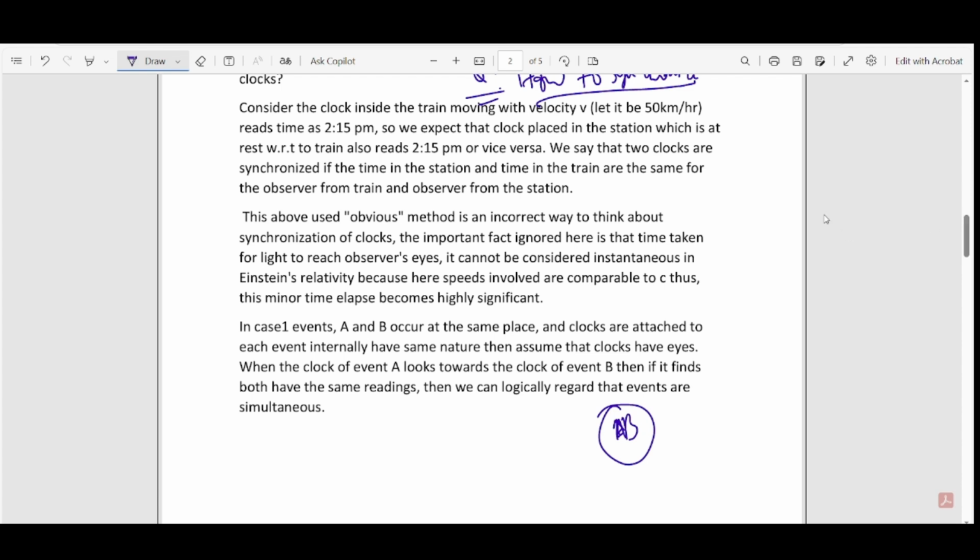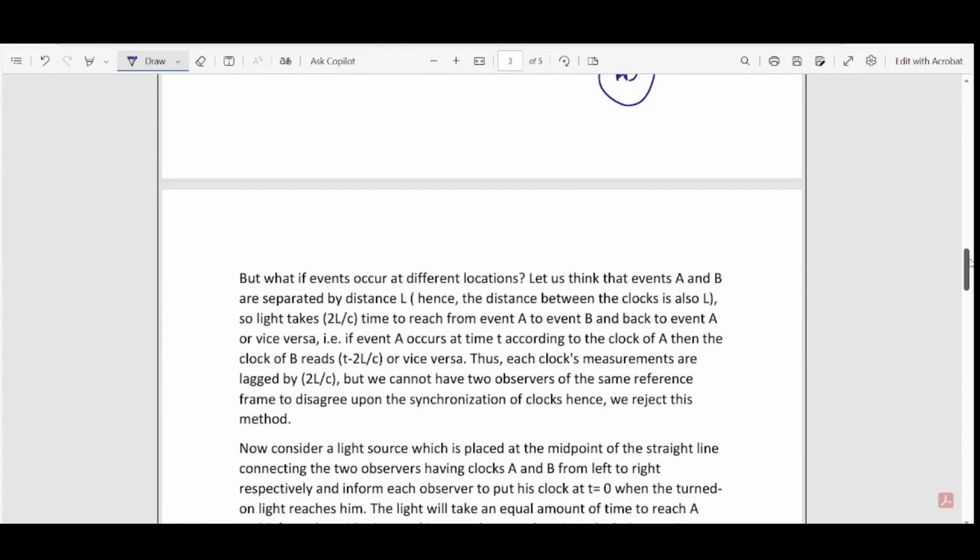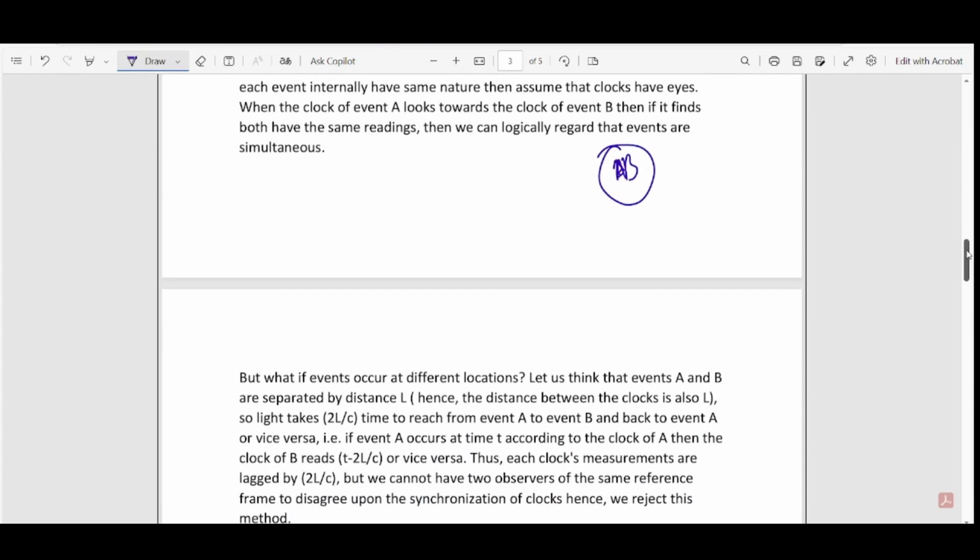Now we go to one more case. Case two, where two events are separated by some distance. This is event A and this is event B, and they are separated by some distance L. So the distance between the clocks is also L. How much time will light take? Light will take 2L by C to go from event A to B and come back. It has to travel twice the distance.